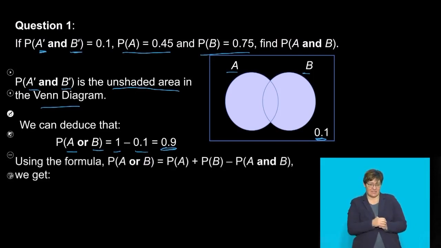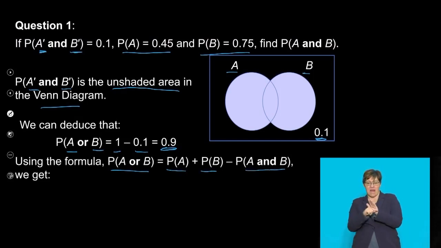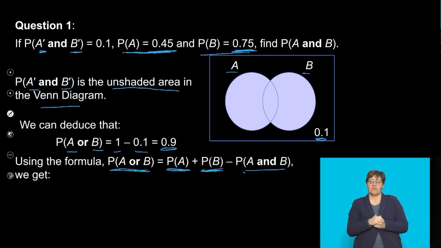Okay. Then what we can do, we can use this formula. This formula will be given to you, that the probability of A or B is the same as probability of A plus probability of B, minus the intersection. Are we all together? Then what we can do, we can put everything together. We know that the probability of A or B is 0.9. Are we together? The probability of A, it's given there, which is 0.45. The probability of B, 0.75. And what are we looking for? The probability of A and B, which is the intersection there.